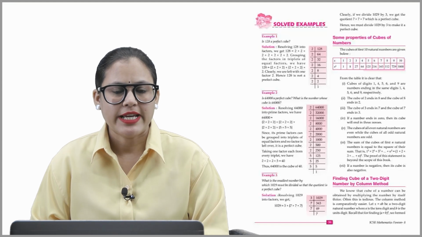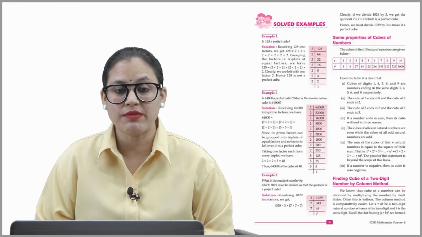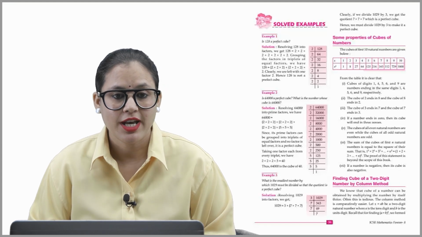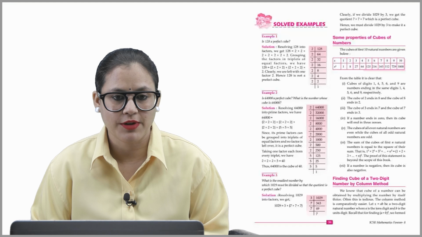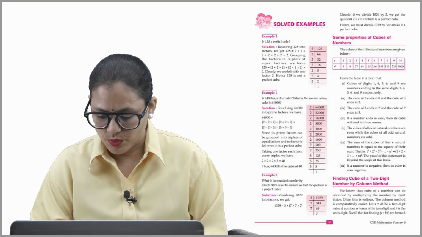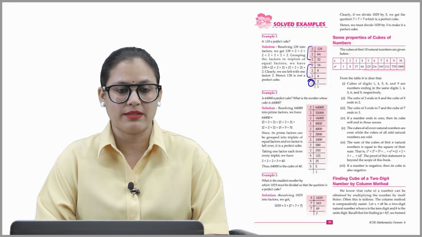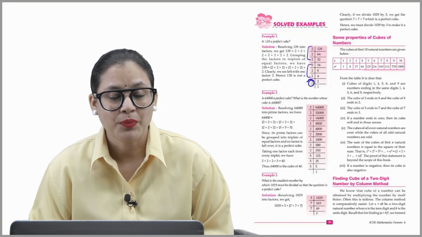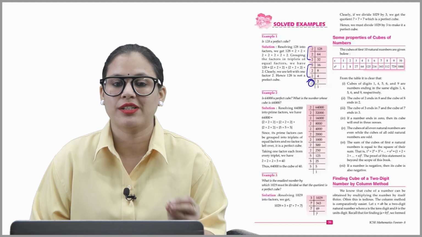Let's do example 1. Is 128 a perfect cube? So, first we will find the prime factors of 128. Then we will group the factors in triplets of equal factors. Okay. So, 1, 2, 3, one group, 1, 2, 3, one group, but 1, 2 is left out. Okay. So, that means 128 is not a perfect cube.